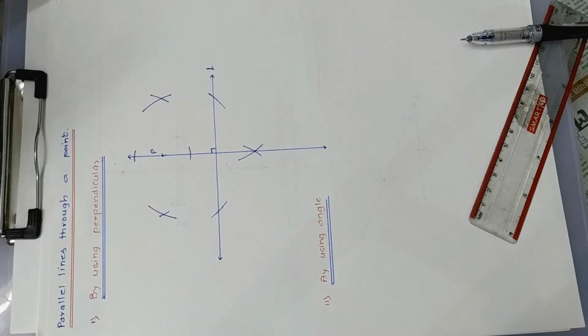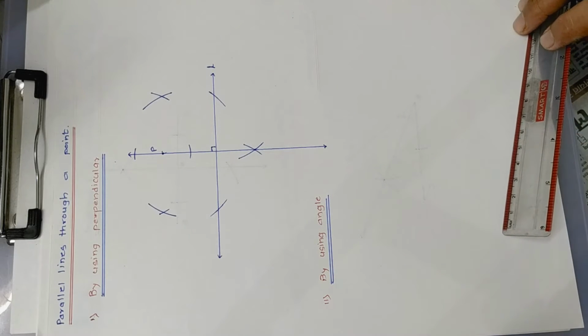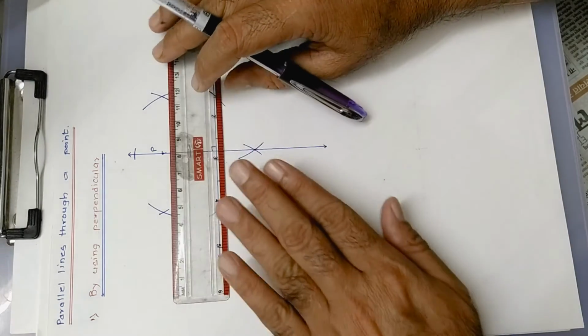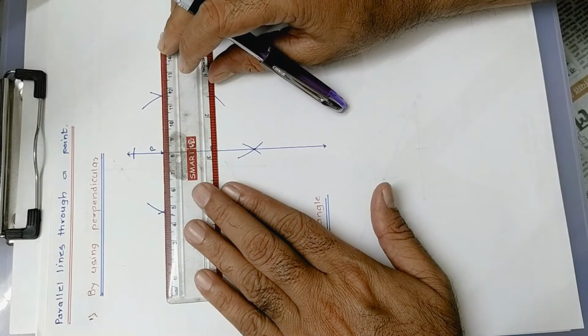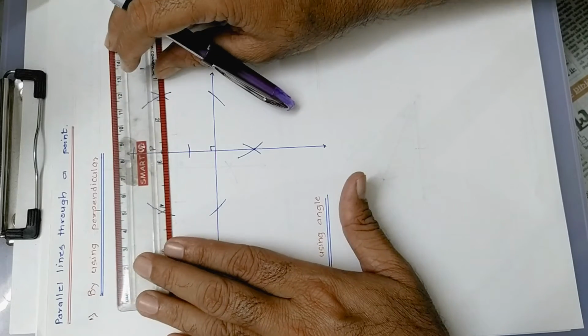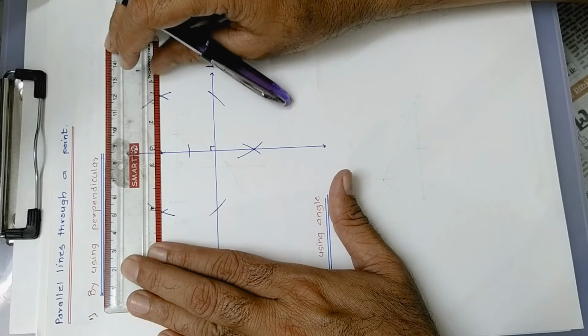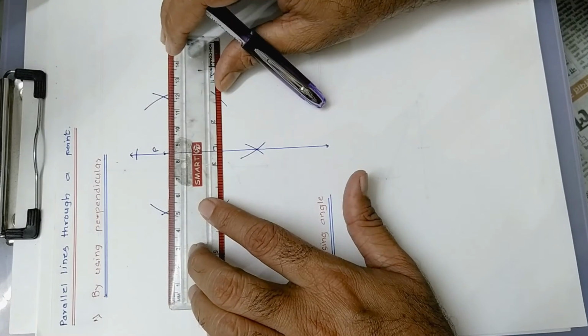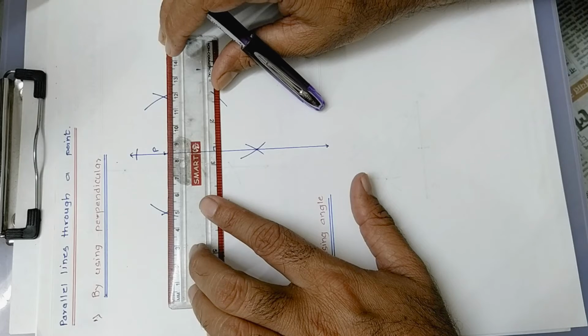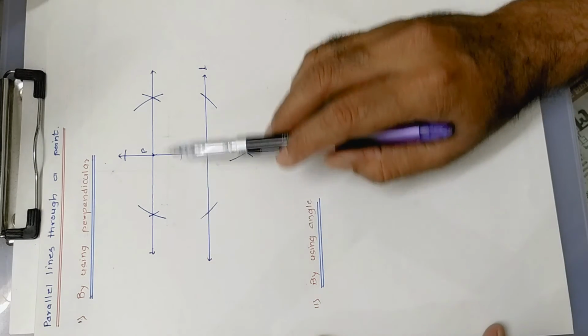That's all. Now we are going to draw a line which is parallel to line L passing through point P. Now see here like this. Match the points carefully. If you want, you can put the scale like this and join it. Whatever position is possible to you, draw it. So like this you have to draw.